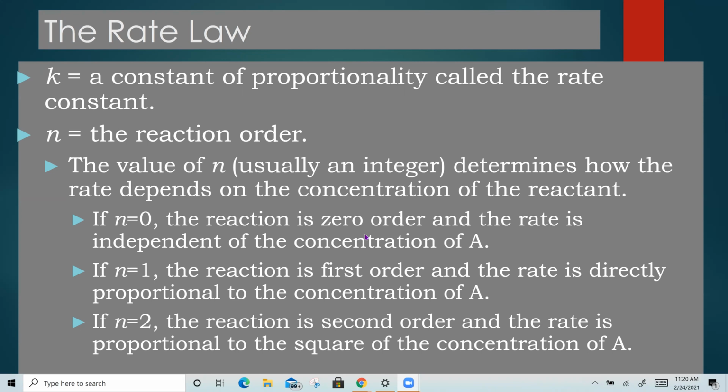If we change the concentration of a first order reaction, then the rate will change directly proportional to the change in the concentration. If we change a second order, then we are going to see the rate change proportional to the square of our change in the concentration. Okay, and we'll see what that means as we move forward. But n equals 0 is 0 order, n equals 1 is first order, n equals 2 is second order.